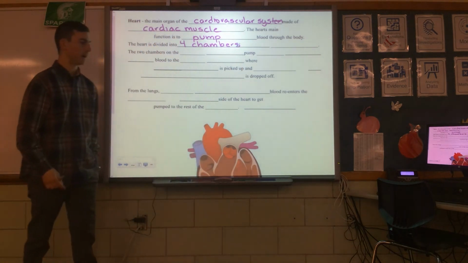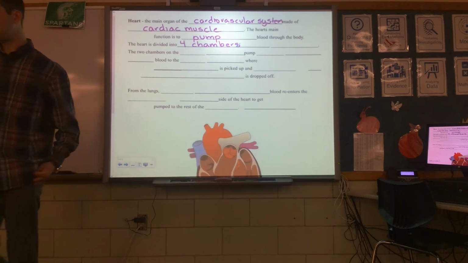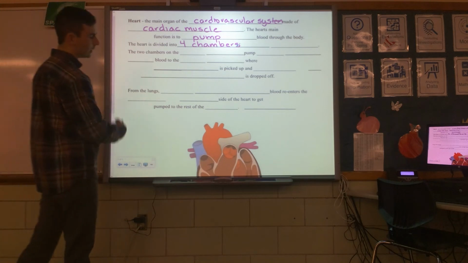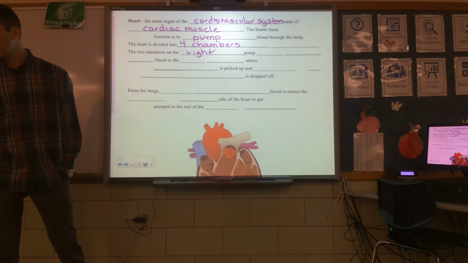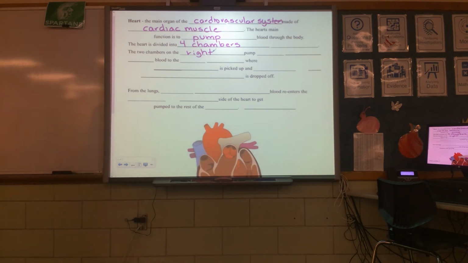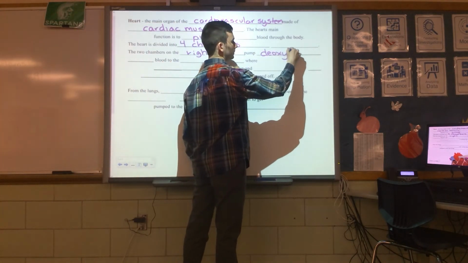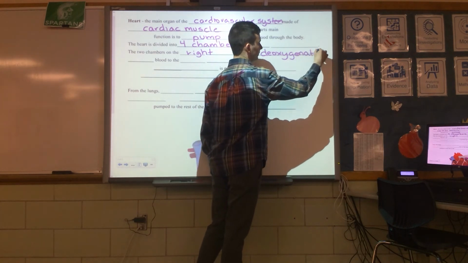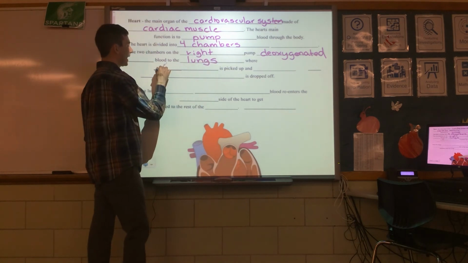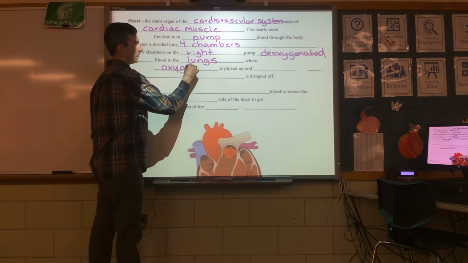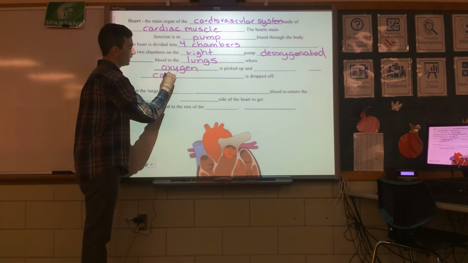So actually inside the heart you have 4 empty spaces, you have 2 atriums and 2 ventricles. The 2 chambers on the right of the heart are going to pump deoxygenated blood to the lungs, where oxygen is picked up and carbon dioxide is dropped off.